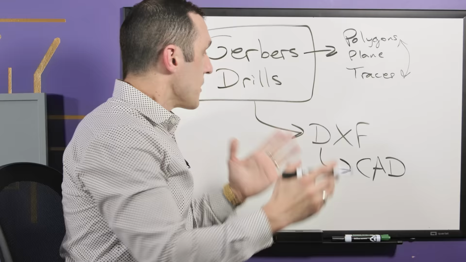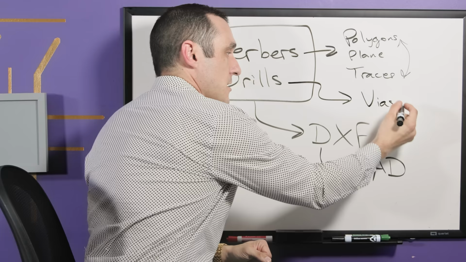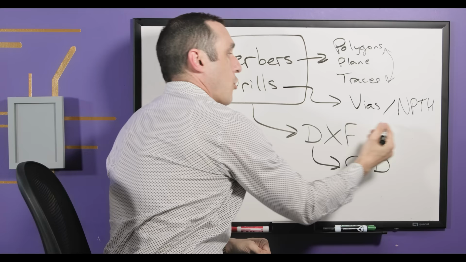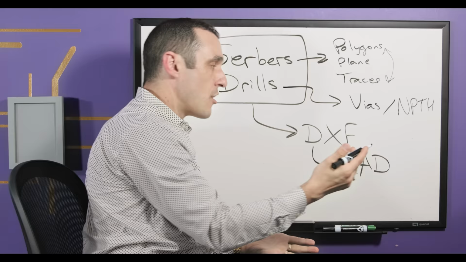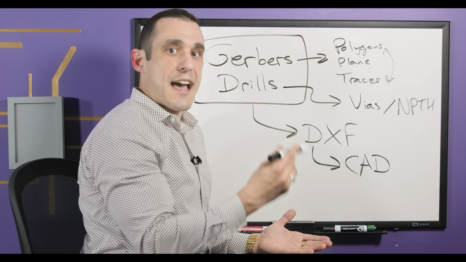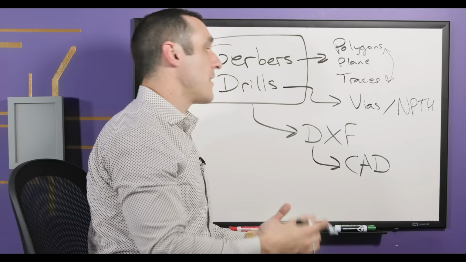The other piece of information that's contained in these inputs is your drills, and those are used for things like vias or non-plated through holes. So once all of this is exported to a DXF, how is it used? Well, essentially what happens is the DXF just tells you locations where the drills are placed. They actually don't say anything about the via lands or anything like that. Via lands are placed in the copper layer.